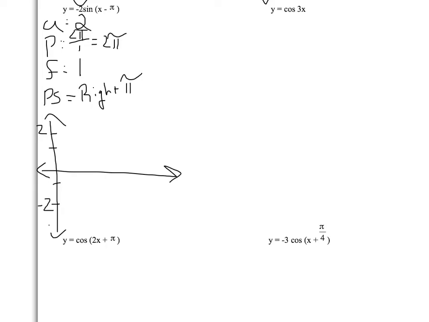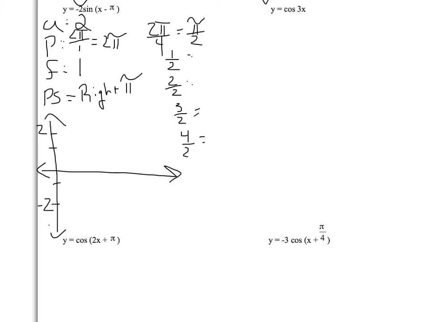My period is 2 pi. I'm going to take 2 pi and divide by 4. That gives me pi over 2. If it helps you, think like fractions. 1 over 2, 2 over 2, 3 over 2, 4 over 2, and reduce.